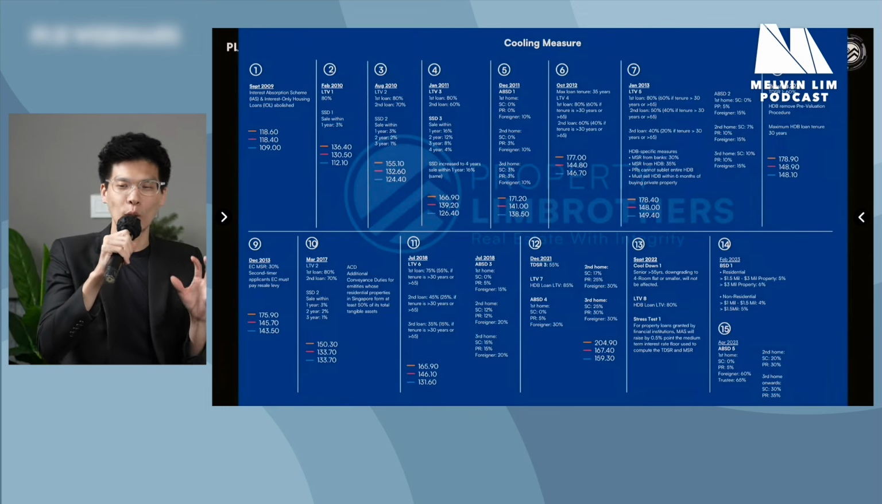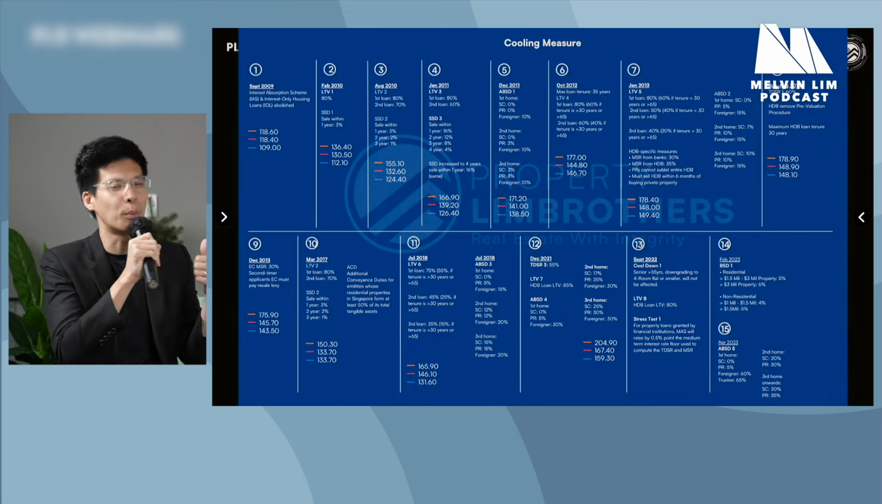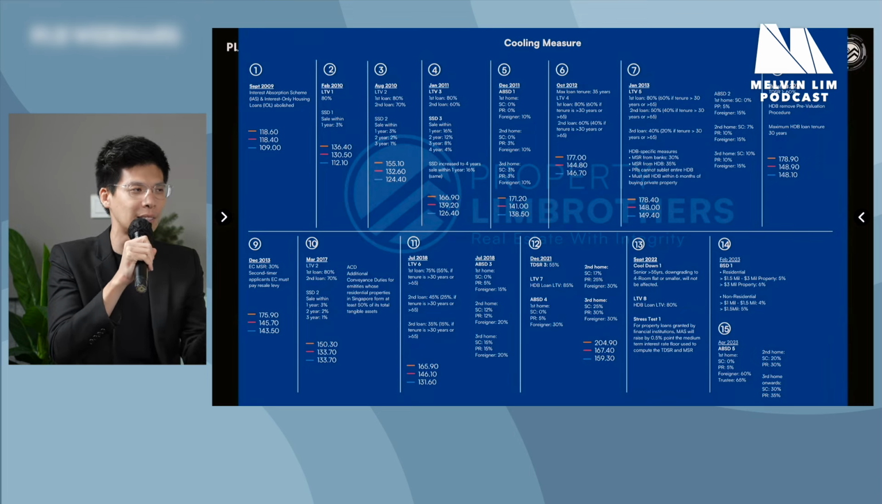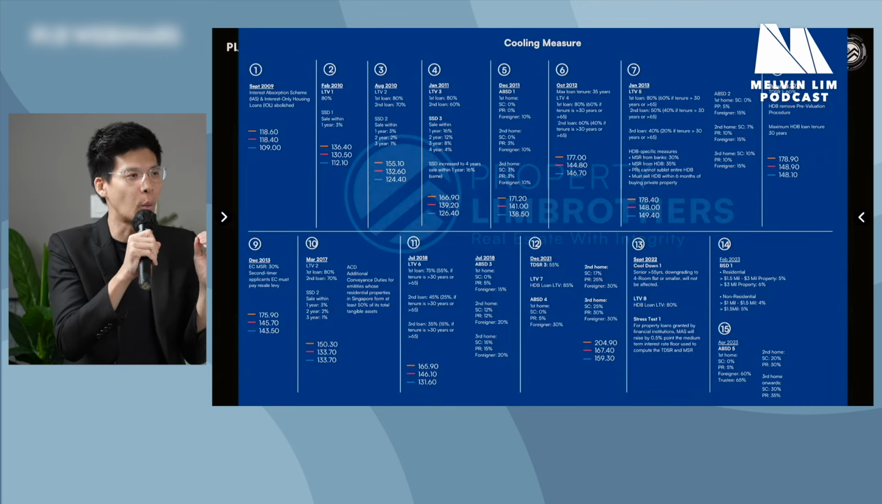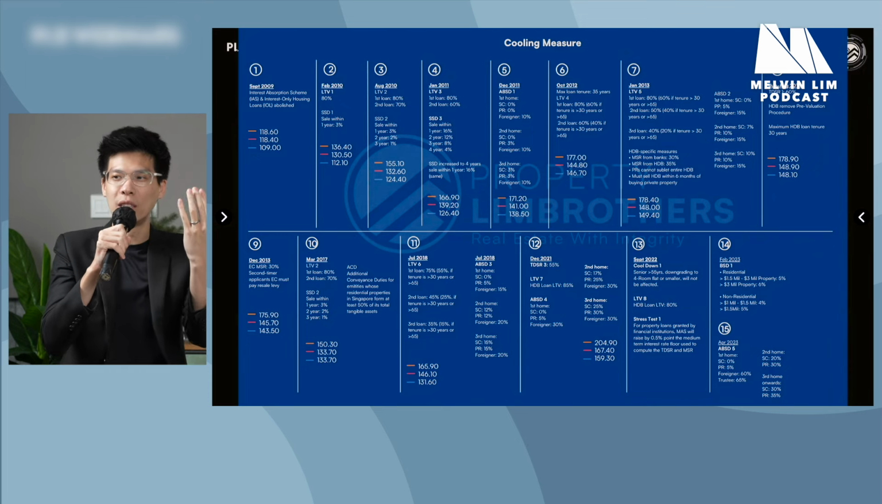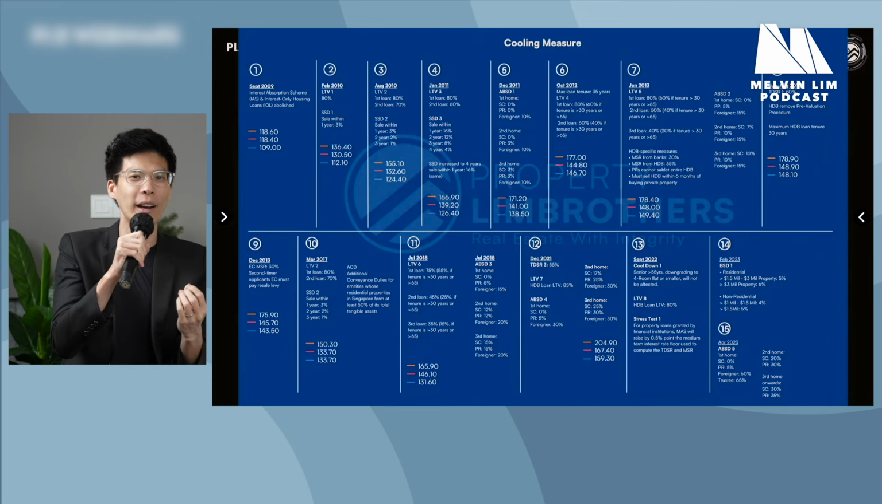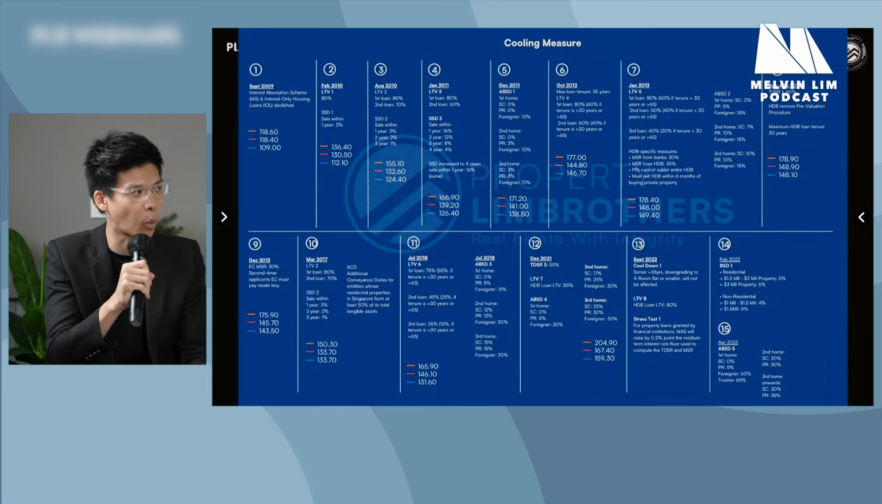Broad-based wise, the types of cooling measures that were implemented: number 1, when somebody wants to purchase a secondary property, they have to pay an additional buyer's stamp duty, which is trying to curb investment demand so that we can protect the first-time owners. Second one is where we try to reduce the number of loans that one can get by reducing what we call the loan-to-value, which means that more down payment is required.